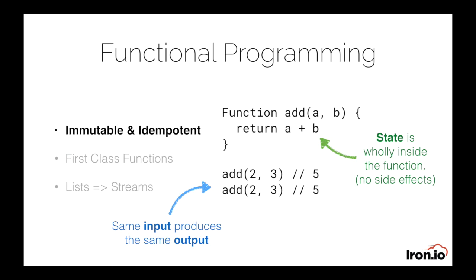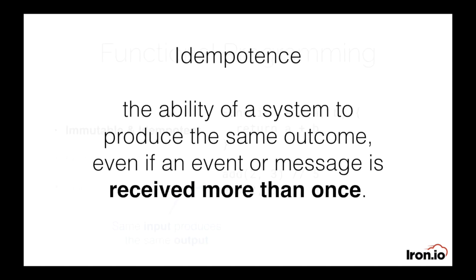So you can see that highlighted in this blue arrow diagram here. You're getting the same output from the function when you run this operation multiple times. And more cleanly stated, it's the ability of a system to produce the same outcome, even if a message or event is received more than once. So this is important if you're updating your database. Not all database updates can be totally idempotent, but getting as close as you can to idempotence is always a good idea.